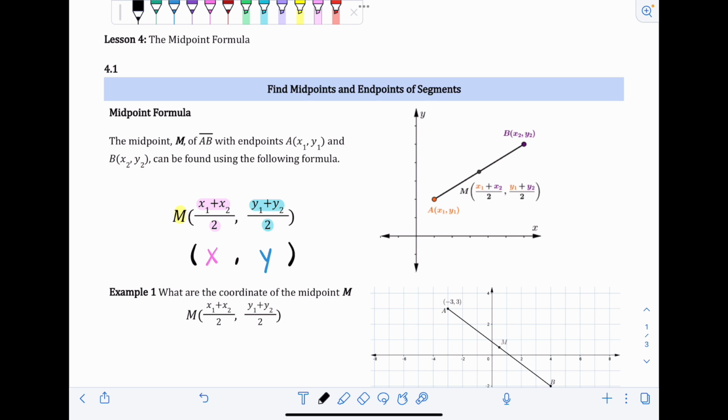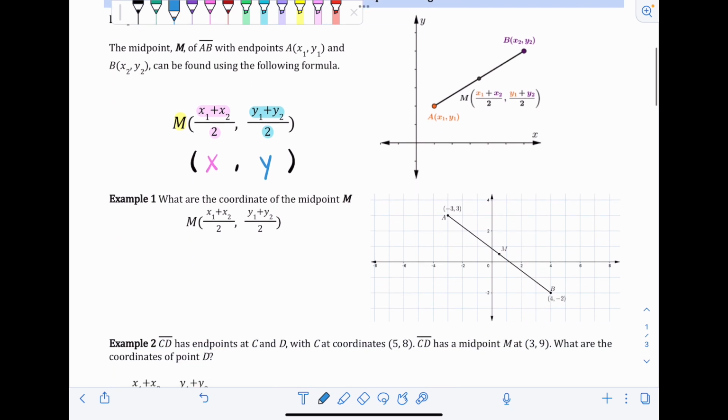And the x1 plus x2 over 2, really you're finding the average. Adding these two together and dividing by 2 is finding the average, or the mean, of the two x values. And same thing with the y. If you're adding y1 and y2 and dividing by 2, you're finding the average of those two. So the midpoint formula is the average of the x coordinates and the average of the y coordinates put together to give you that midpoint.